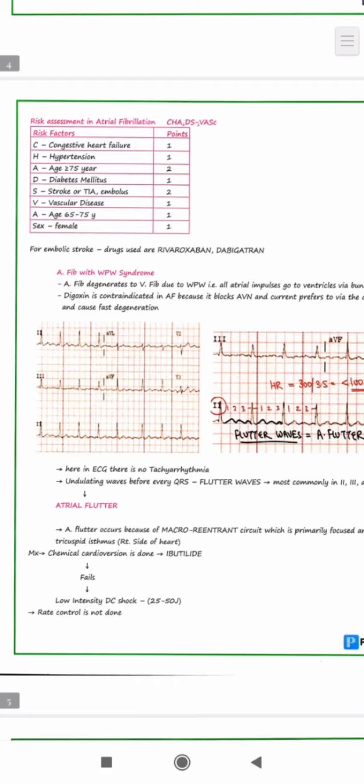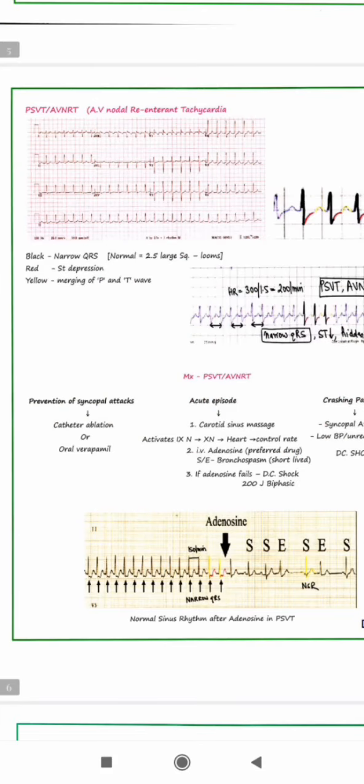Now atrial flutter is also mentioned here, which we can see in the respective picture. It is due to a macro-reentrant circuit, which is primarily focused around the cavotricuspid isthmus. The management is chemical cardioversion, which is done by ibutilide.